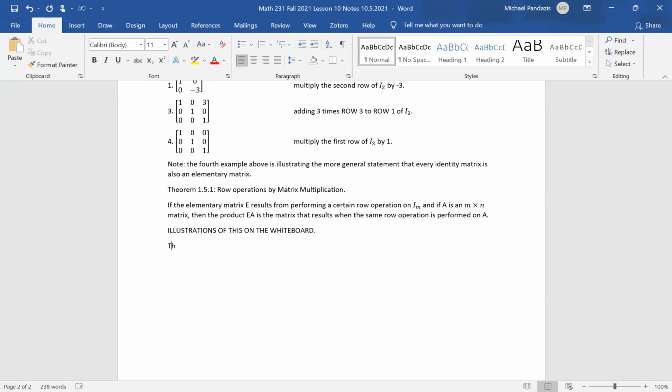Okay, next is theorem 1.5.2, and that says that every elementary matrix is invertible, and the inverse is also an elementary matrix. Okay, so proof. I'm saying every elementary matrix is invertible, and the inverse is also an elementary matrix.